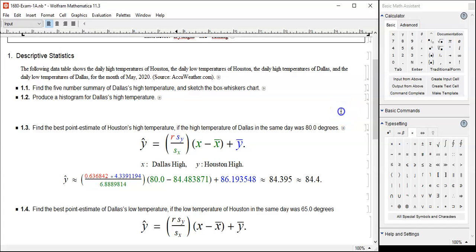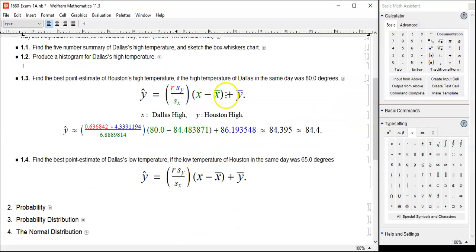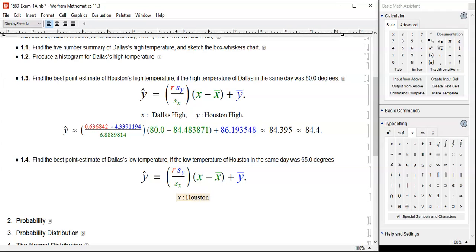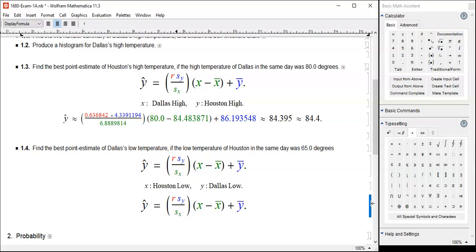Let's do this one more time. Find the best point estimate of Dallas low temperature if the low temperature of Houston in the same day was 65.0 degrees. So what's known and what's unknown? Known temperature is Houston. Dallas low is unknown, and that's what we want to find out. Okay, all right. Same formula here, and that's too large.